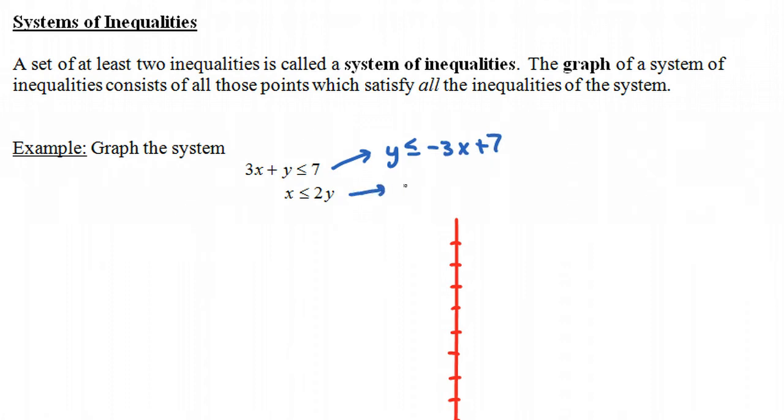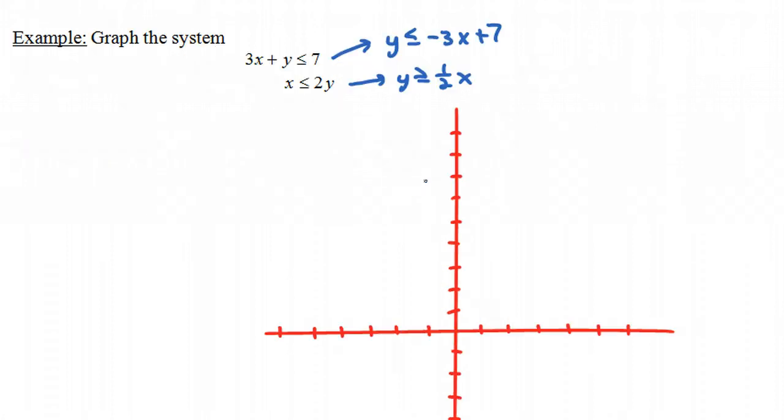And we can rewrite the second inequality as y is greater than or equal to 1/2 x. Divide both sides by 2, you get 1/2 x is less than or equal to y, which is the same thing as saying y is greater than or equal to 1/2 x. Now, if we want to graph this system of inequalities, we have to graph these two inequalities.